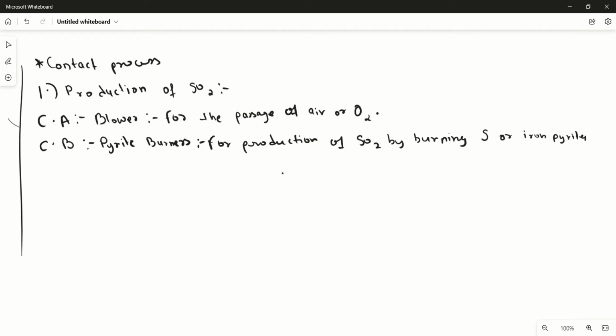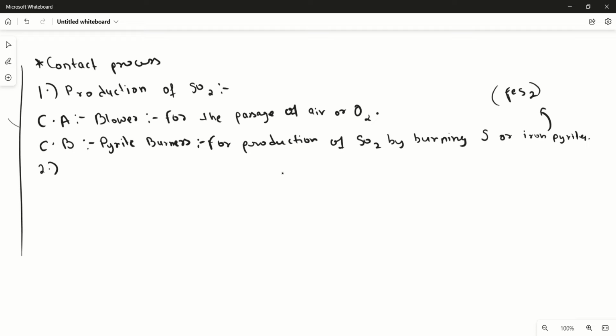Iron pyrites, the chemical formula is FeS2. That's the iron pyrites formula. We'll see that in detail later. So first, in the contact process, the production of SO2 has 2 chambers, chamber A and chamber B. Chamber A is the blower, for the passage of air or O2. Chamber B is the pyrite burners, for the production of SO2 by burning sulfur or iron pyrites. Burning sulfur is much easier. It's an easy reaction. Alright, so that's the production of SO2.